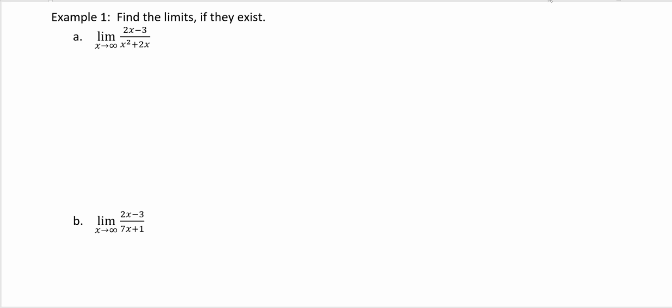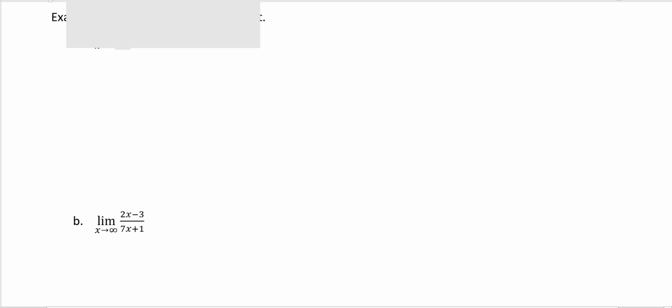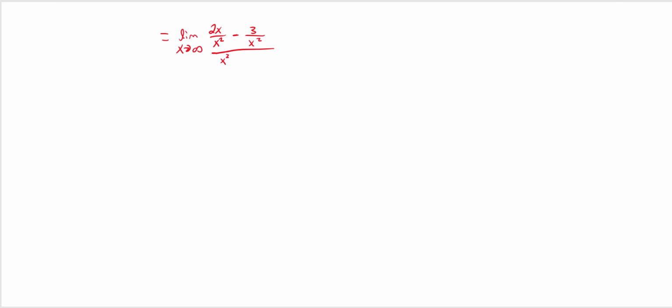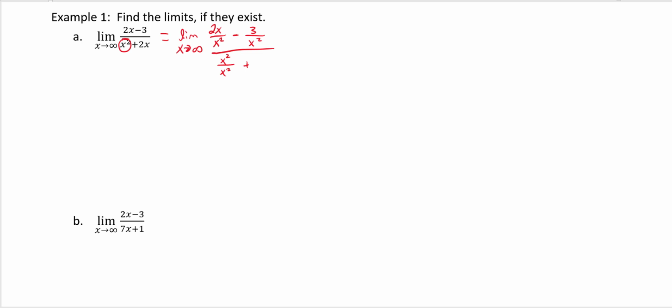We want to divide it all by the highest power of x that we have in our denominator. In this case, looking at this one, the highest power of x that we have is x squared. So we're going to divide everything inside this limit by x squared. So this is going to become the limit as x is approaching infinity of 2x over x squared minus 3 over x squared all over x squared plus 2x over x squared.